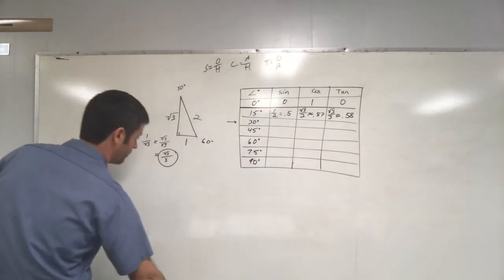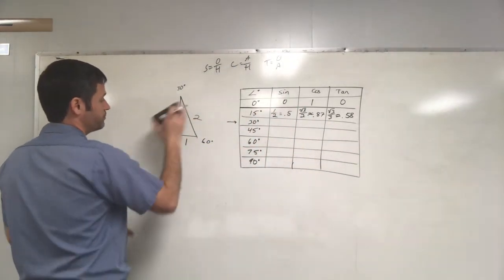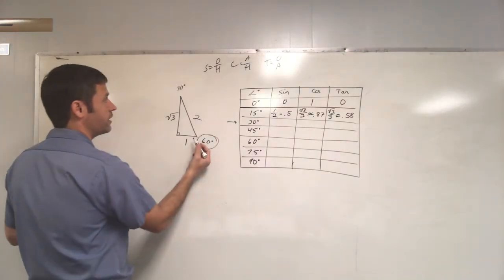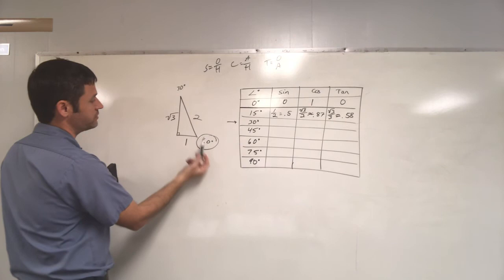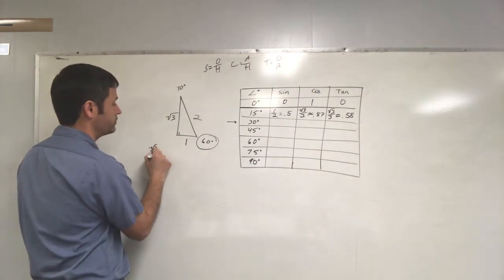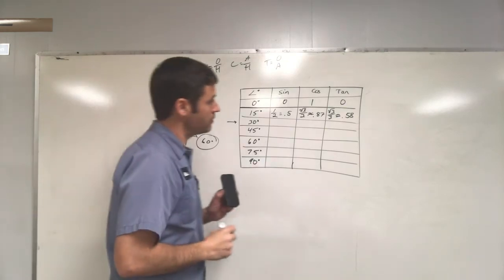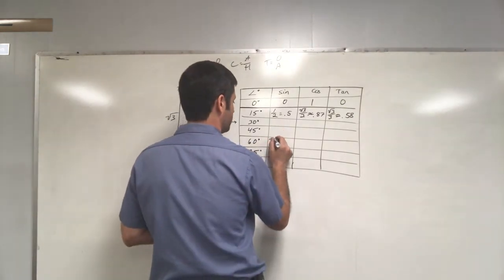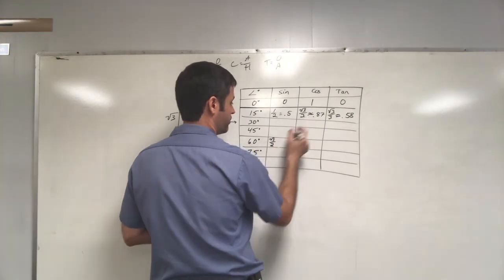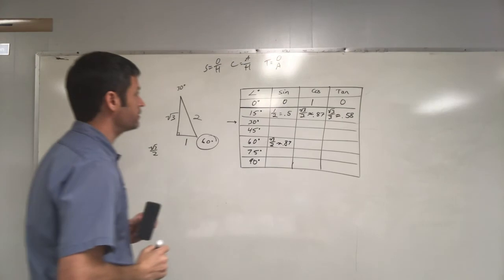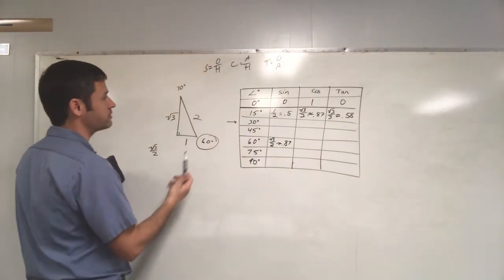All right, jump down to 60. Now we're going to use the same diagram here and just switch our perspective. Now we're looking at this angle down here. So the sine of 60 again is opposite over hypotenuse. This time opposite is this one. So square root of 3 over 2 is the sine, and we just had that one up here, so that's approximately equal to 0.87.